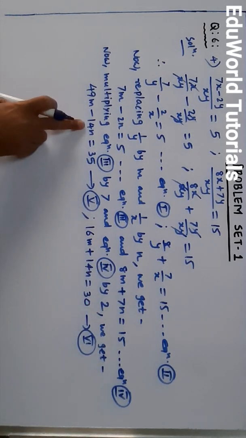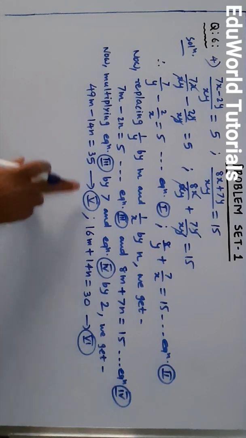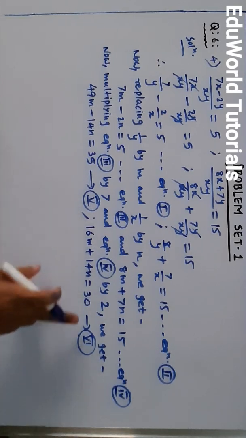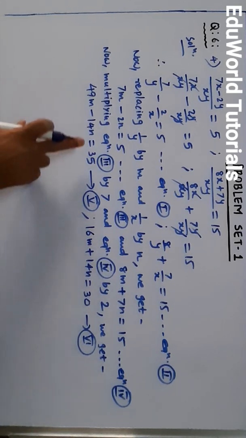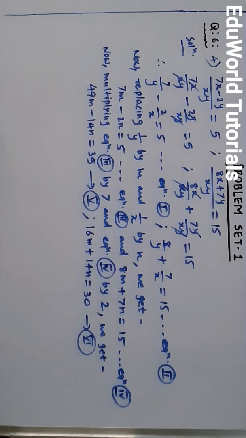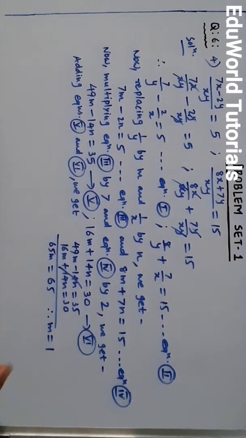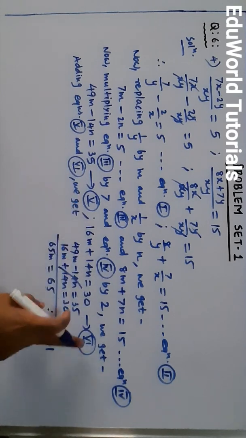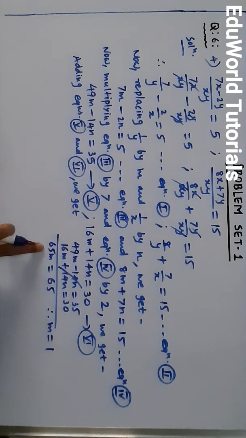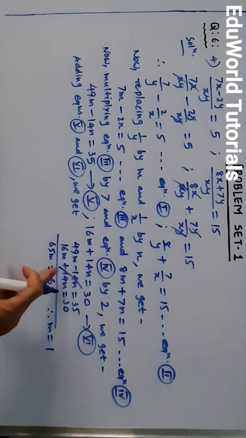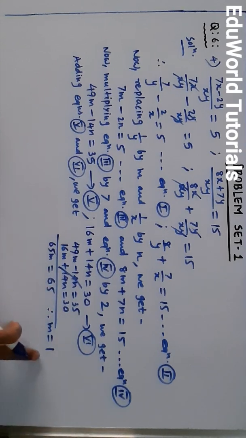Now we see that minus 14n and plus 14n are opposite terms. We add these equations 5 and 6 to eliminate n, and we get the value of m. So on adding equations 5 and 6, we get 65m equal to 65 because n got eliminated. So the value of m is 1.